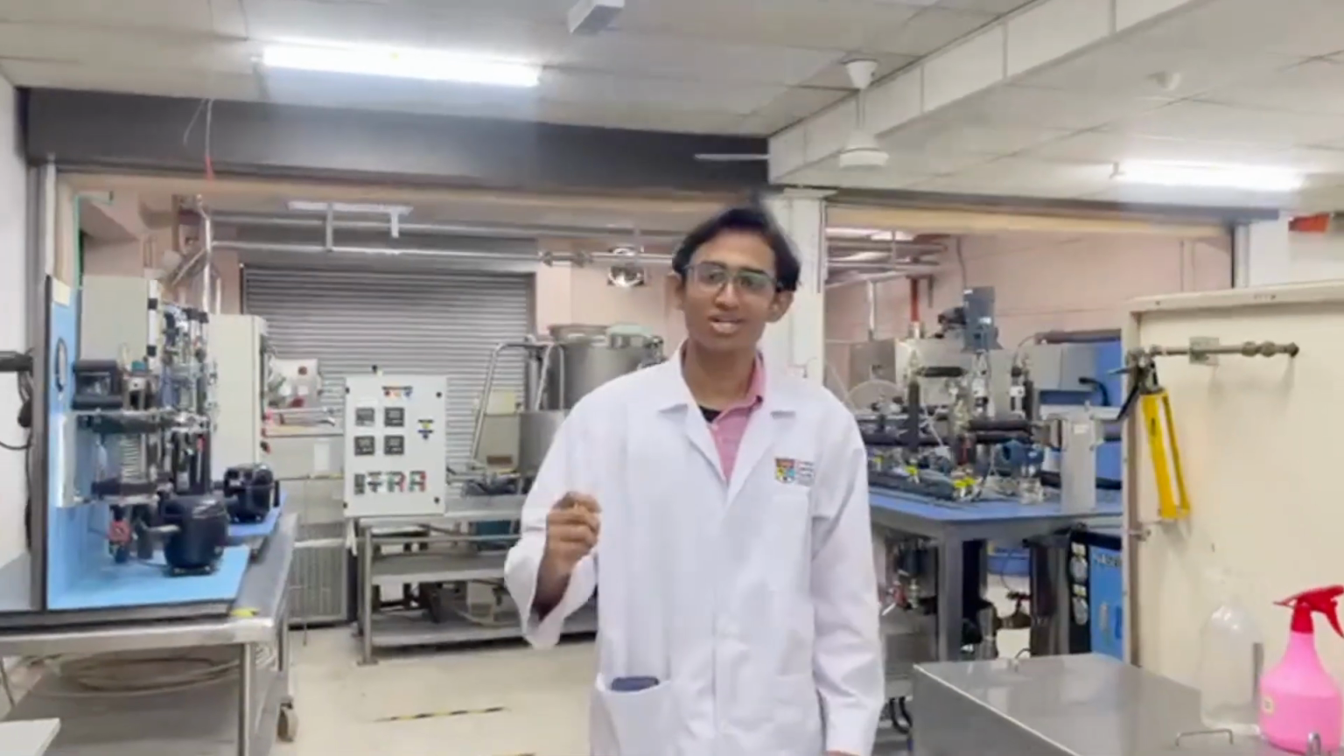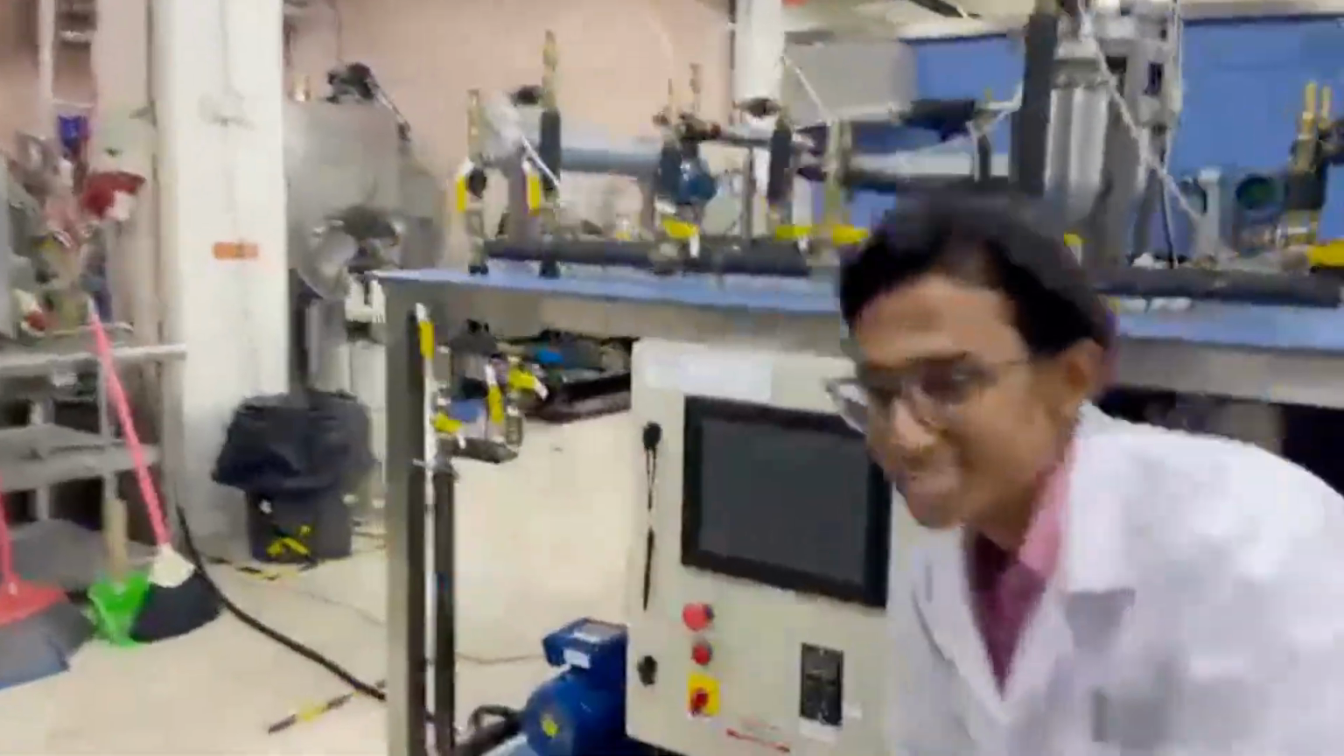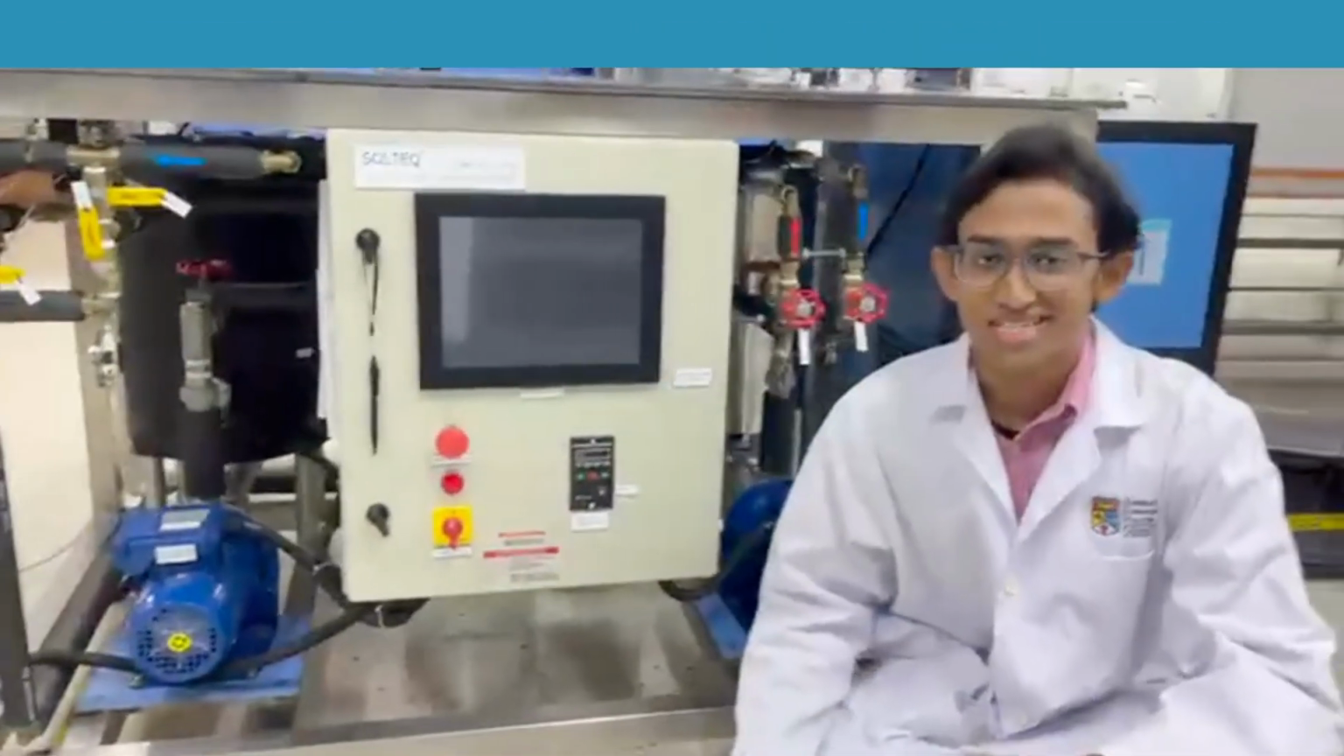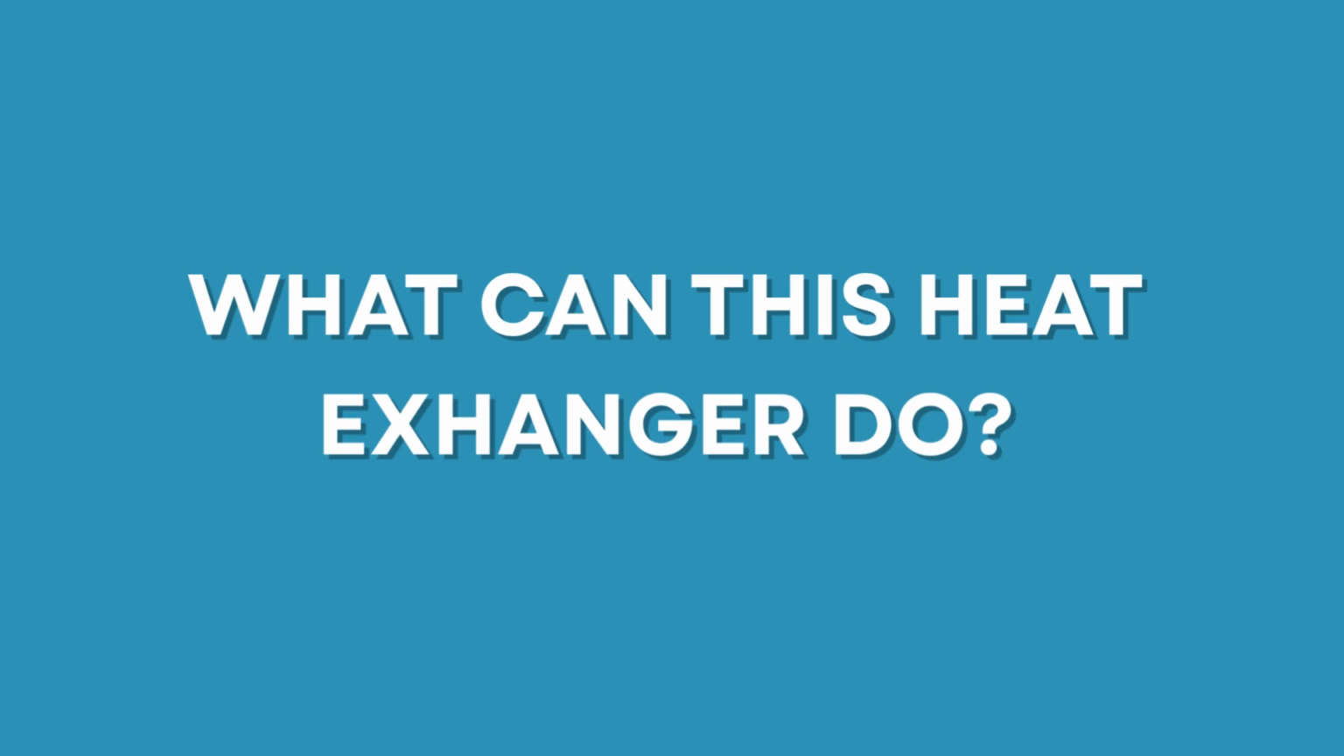Ever wondered how a hot liquid in the food industry is rapidly cooled for pasteurization, fruit juices, or milk packaging? Meet the Saltec heat exchanger, HE158. What can this heat exchanger actually do?